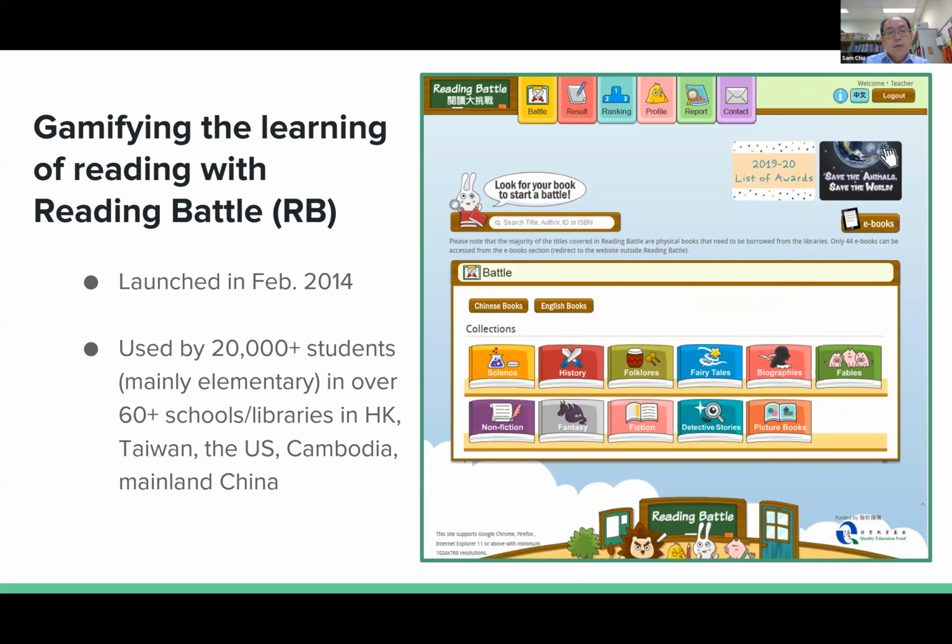And the platform that I'd like to introduce is a platform that tries to gamify the learning of reading, called Reading Battle, that I developed and launched in February 2014. Over the years, it's been used by a bit more than 20,000 students, mainly primary school students, in over 60 schools and libraries in 5 countries and economies.